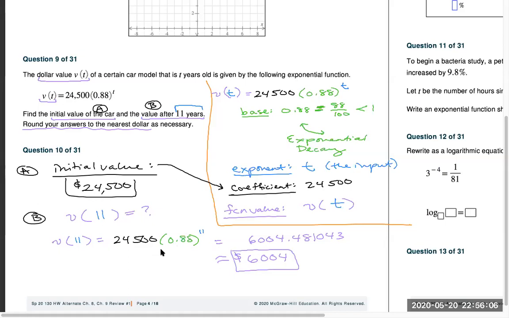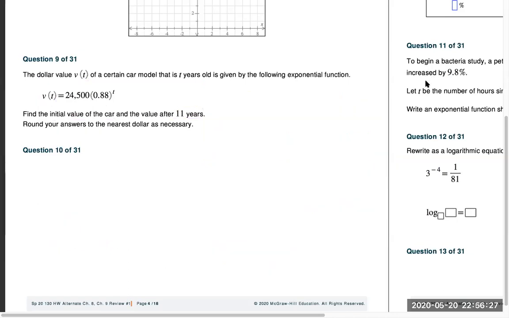Okay. I would just suggest putting it in your calculator exactly like this. If you can't, though, for whatever reason, start with this part first and then multiply the coefficient out front. Okay, let me clear this out. We're going to move on to question 10 next.